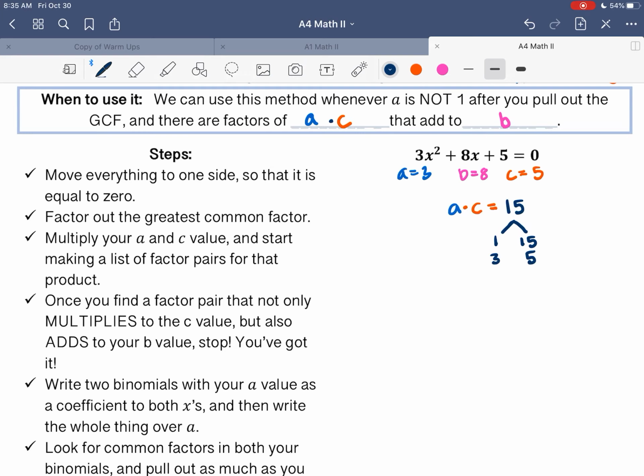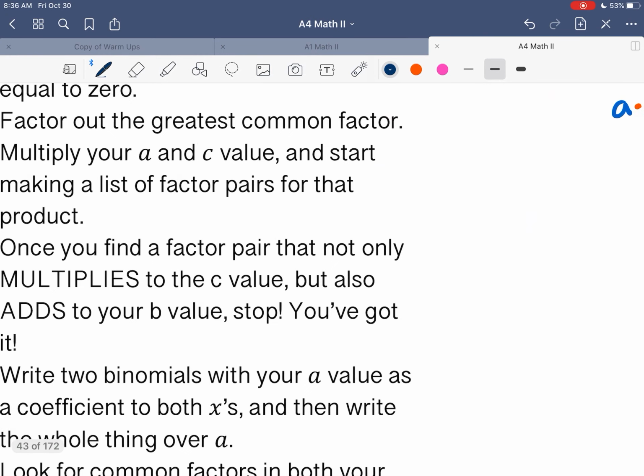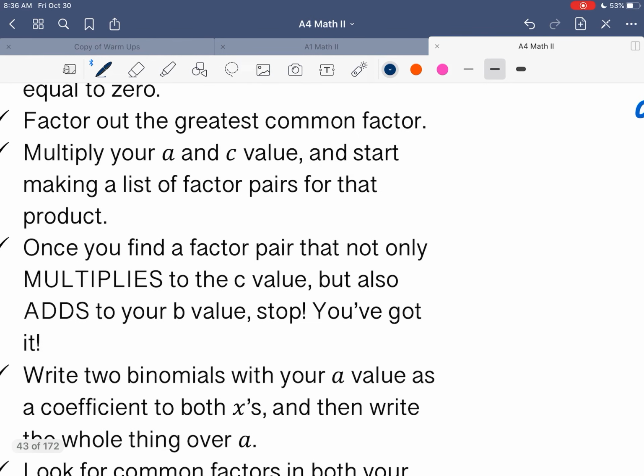So now we have our full list. The next step says once you find a factor pair that not only multiplies to the c value but also adds to your b value, stop, you found it. So this is a typo. It should be a times c here.